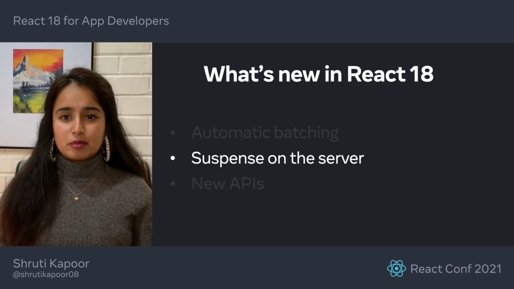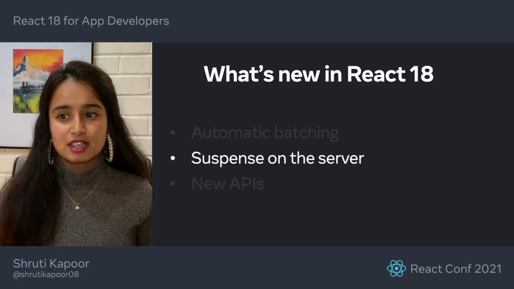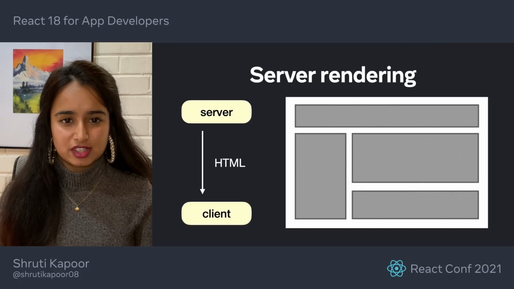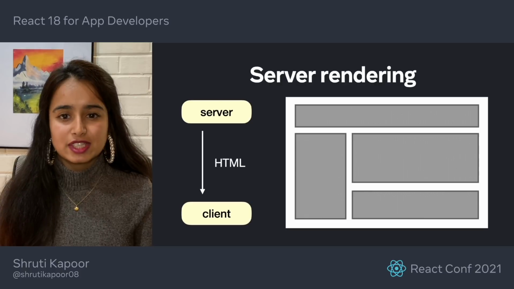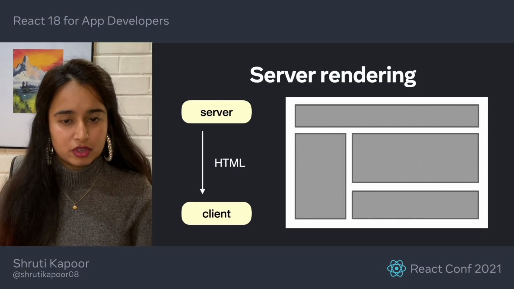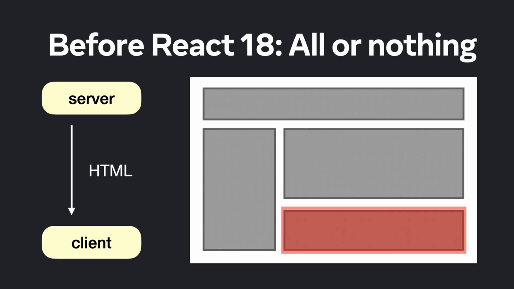As an application developer, you may be interested in support for suspense for server-side rendering. So let's look into that. Now first, let's recall what server rendering is. Server rendering is a technique where you render the HTML output of your React component and send that HTML from the server so that the user has some UI to look at while the JavaScript bundles are loading and before our app becomes interactive.